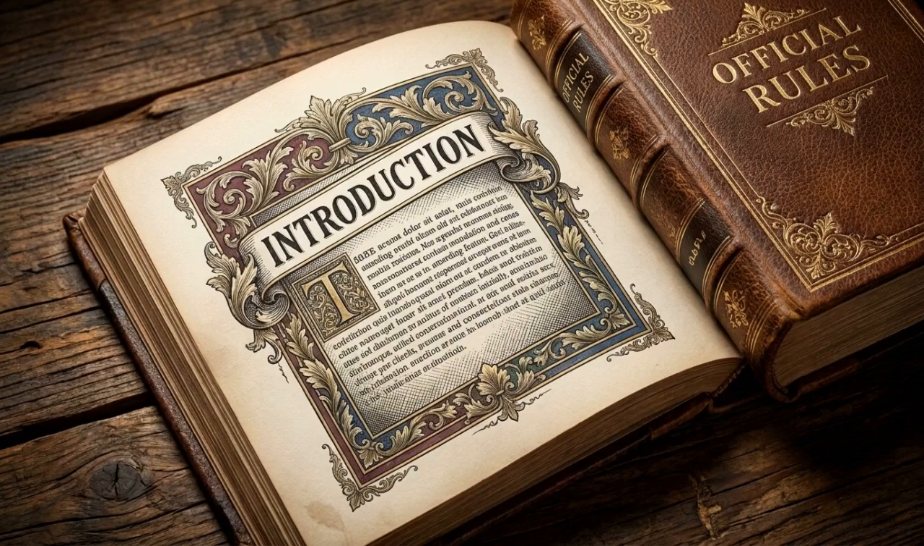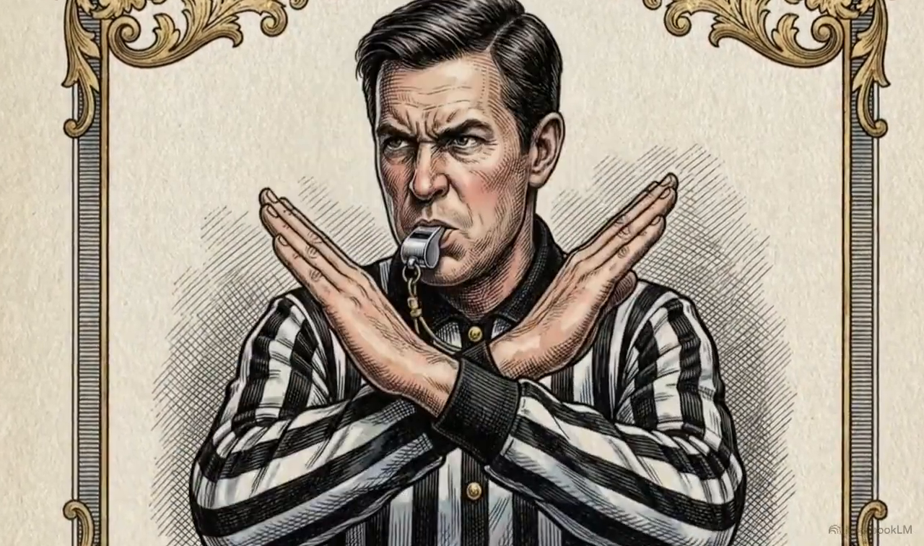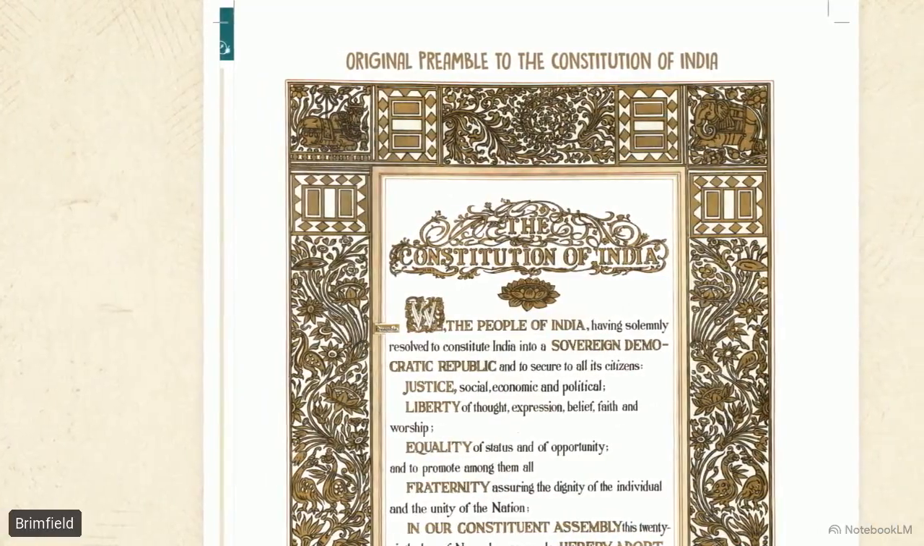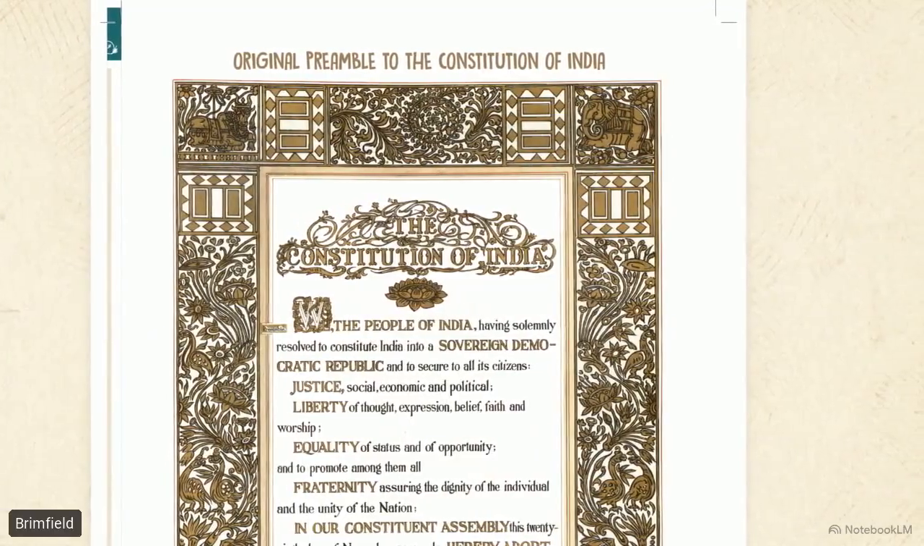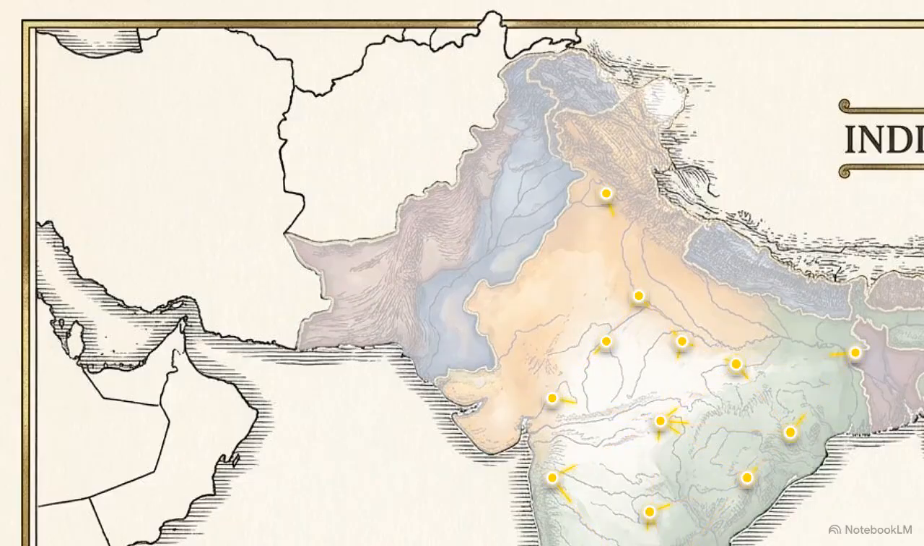Imagine picking up a complex rulebook. You read the introduction to understand the framework, but then a referee tells you that the introduction actually isn't part of the rules you're required to follow. This is the legal reality of the preamble to the Indian Constitution. It is often called the nation's identity card. This single page defines the philosophy of the world's largest democracy.